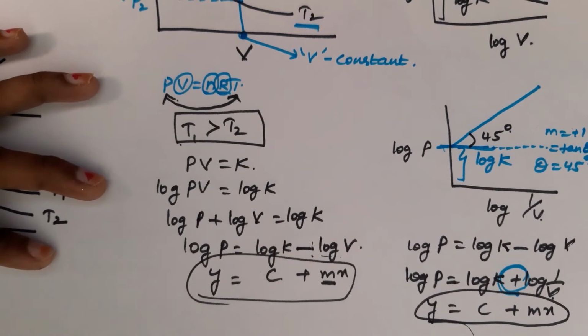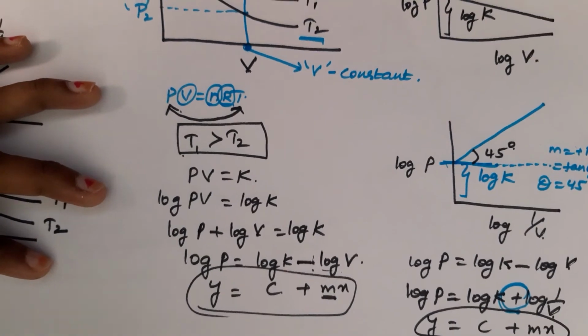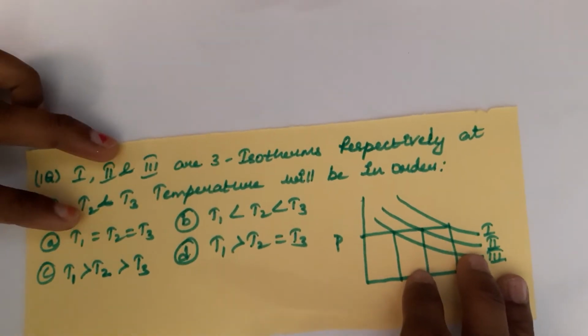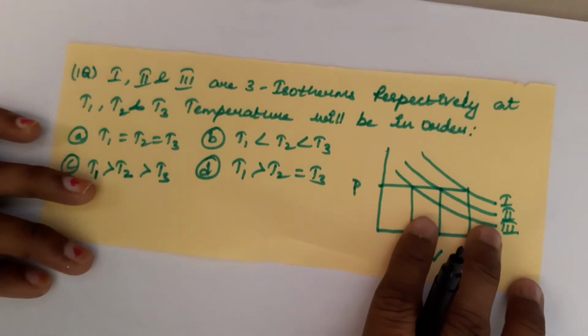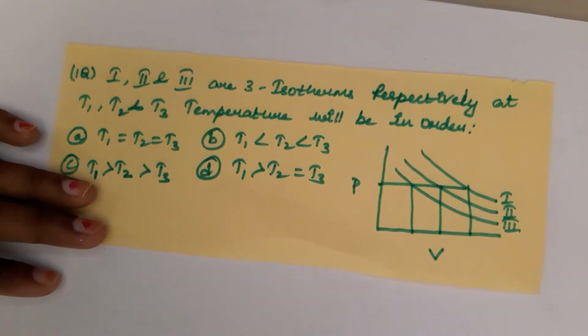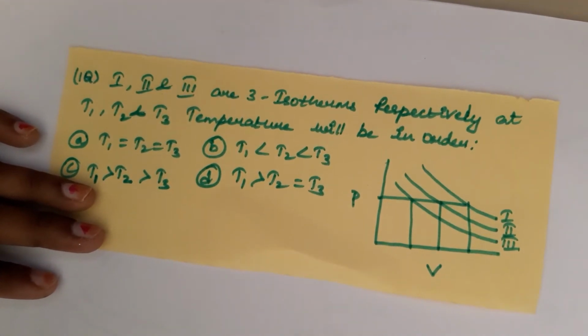I am going to give one question for you, and I will explain it. Based on this trick, you can easily do the answers. See this graph. 1, 2 and 3 are 3 isotherms respectively at T1, T2, T3 temperatures. On observing this question, we have to find out the correct order of T1, T2, T3.